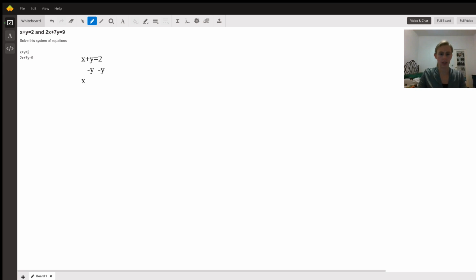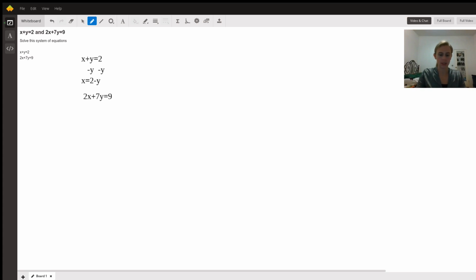So then you'll still have your x here. You subtract your y, positive y and negative y cancel out, so your x will be by itself, and you'll have equals 2 minus y. You could also say negative y plus 2. It's the same thing. All right, so now we know that x is equal to 2 minus y. So we can plug this into our second equation, and that second equation is 2x plus 7y equals 9.